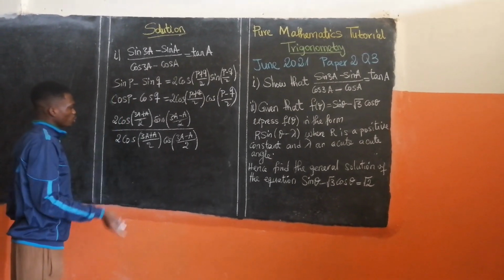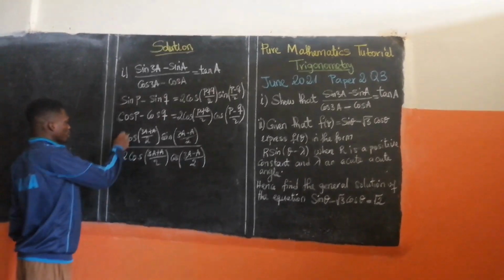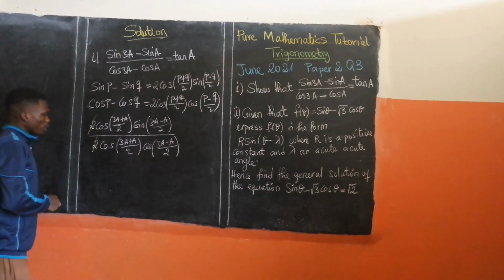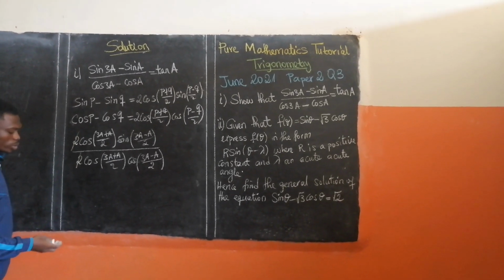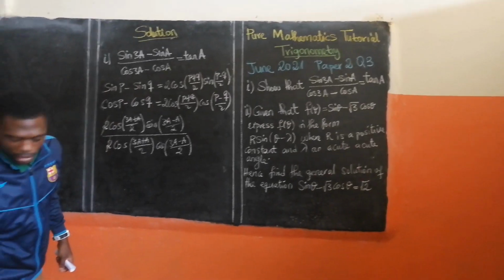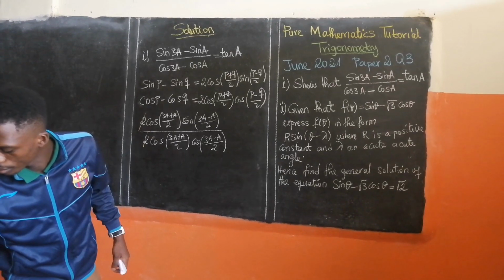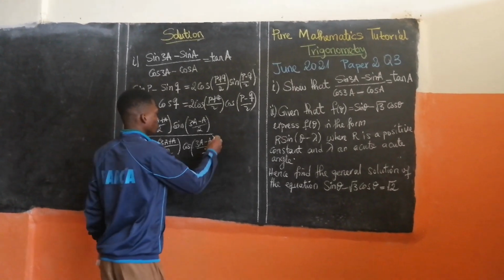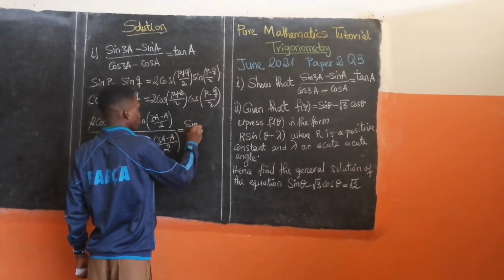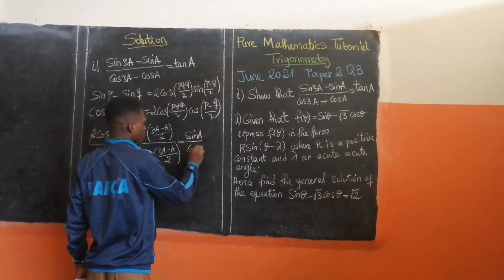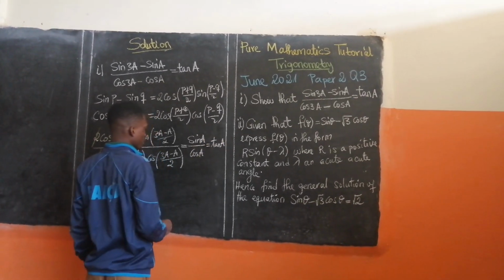First of all, the 2's are going to cancel. In the denominator, we are going to have cos 2a cos a, and this is going to resolve to sine a over cos a, which is equal to tan a as required.